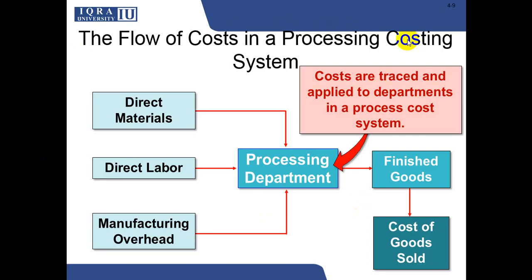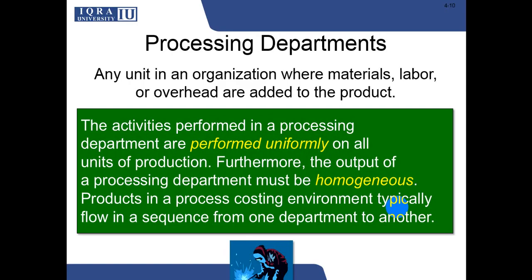Now the third one is the flow of cost in a process cost system. Here we have the processing department, right? First we want to know about the processing department in process costing. The processing department is the unit in an organization where material, labor, and overhead are added to the product.